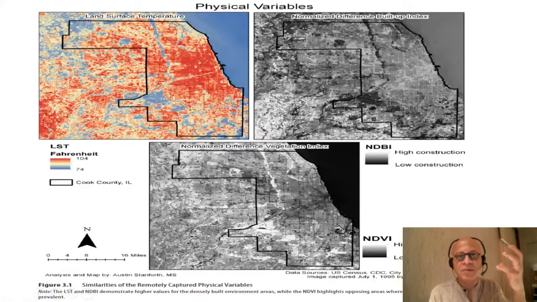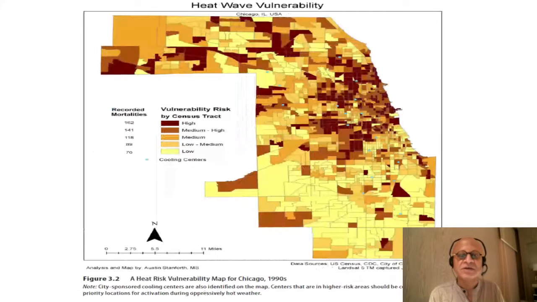So there are predictors and there are predictants. So you take physical variables and vulnerabilities and you produce a heat wave vulnerability map here. So remember, it was about hazard, exposure, and vulnerability, and of course there was also resilience. A heat risk vulnerability map for Chicago 1990s. City-sponsored cooling centers are also identified on the map in these blue dots here.